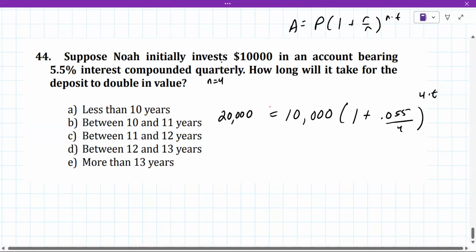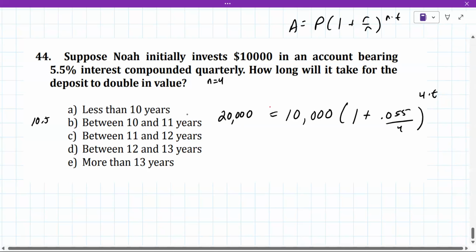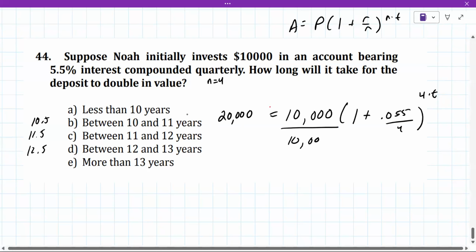Okay. These are the hardest to solve because t is up in the exponent. It's really hard to get that out. You can do it. I would just say, if you guessed some answers, like 10.5, 11.5, 12.5, you probably will get it. You don't have to sit here and struggle, but I'll show you how to work this out. Just keep that in mind. You might get close enough there.